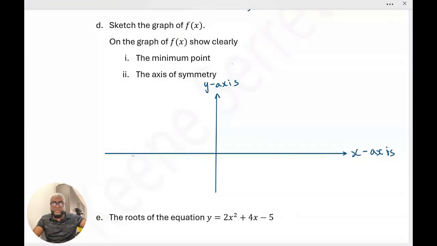Right. What's my minimum point again? Well, it will be the coordinates of the minimum point. Negative 1, comma, negative 7. And what's my axis of symmetry again? X is equal to? Right. So there we go. Negative 1 on the x-axis. Wait, first of all, my first value will be my what value? X-axis or y-axis? X. And my second value will be my?